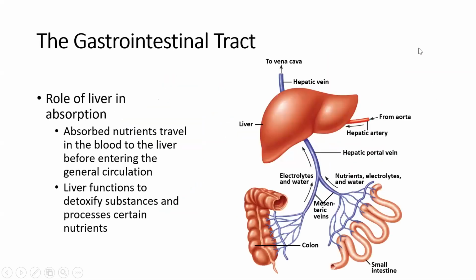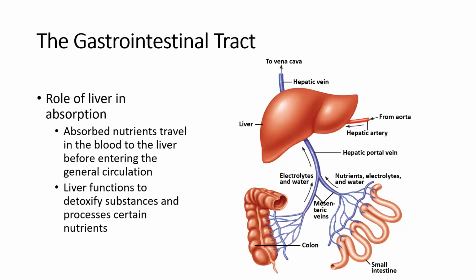Okay, let's talk about the liver. So the liver is one of the largest exocrine glands in the body. The role of the liver is very vast. It does a whole lot of things. It helps to absorb nutrients that are coming in to the bloodstream from all of the food that we absorb.